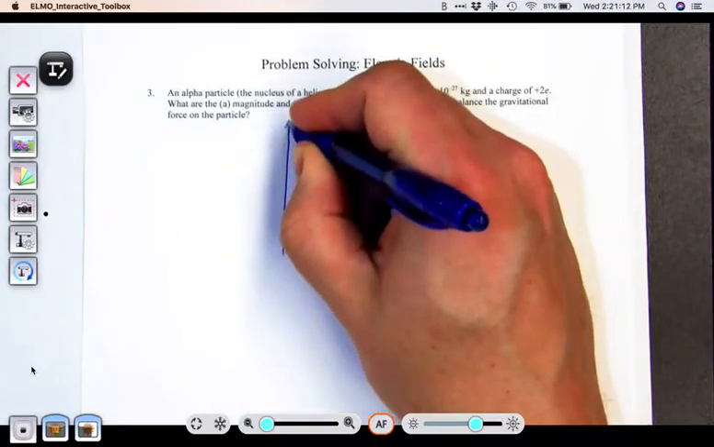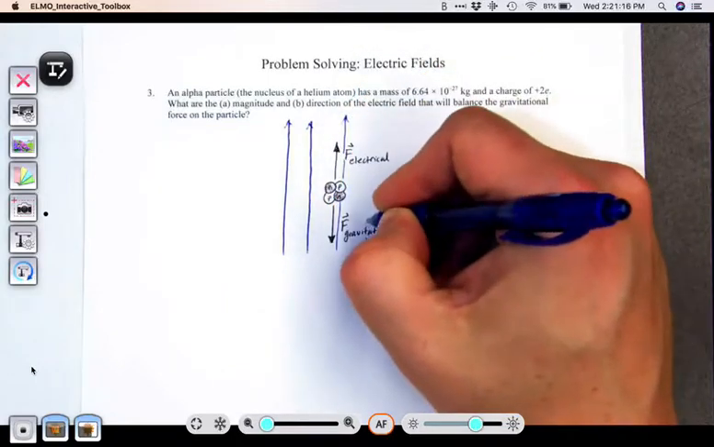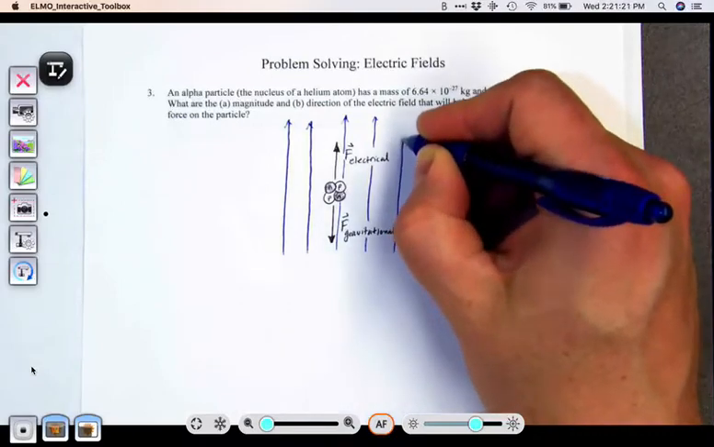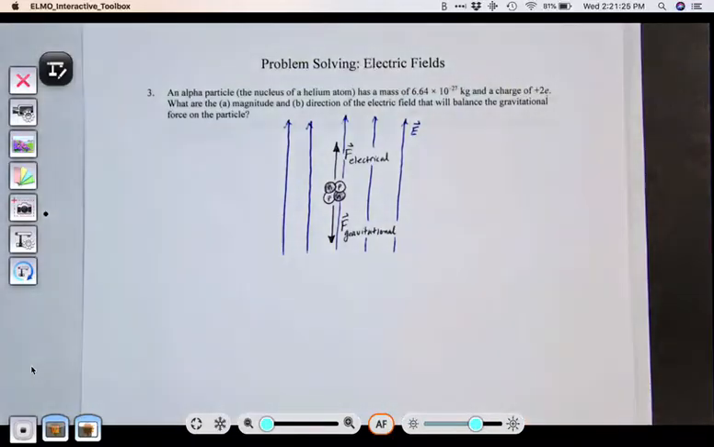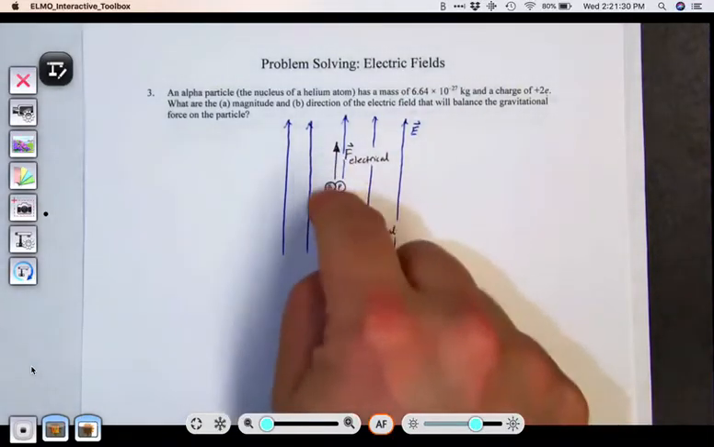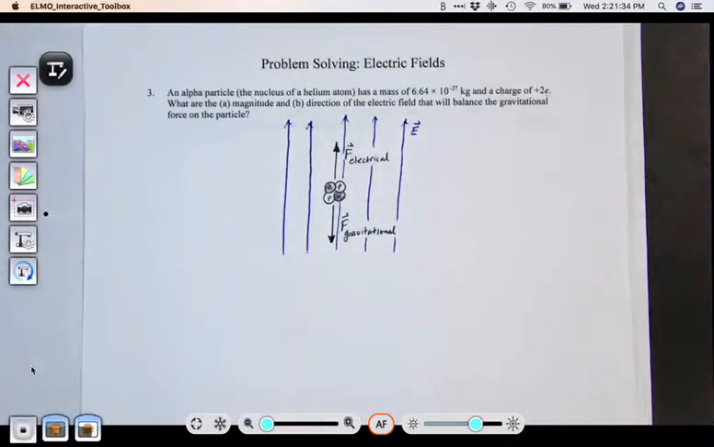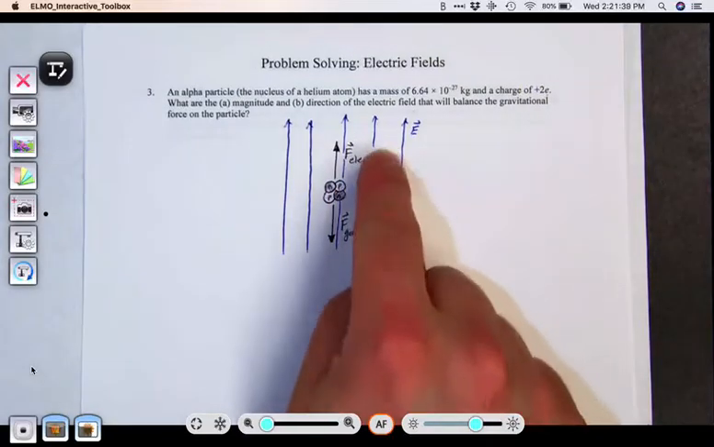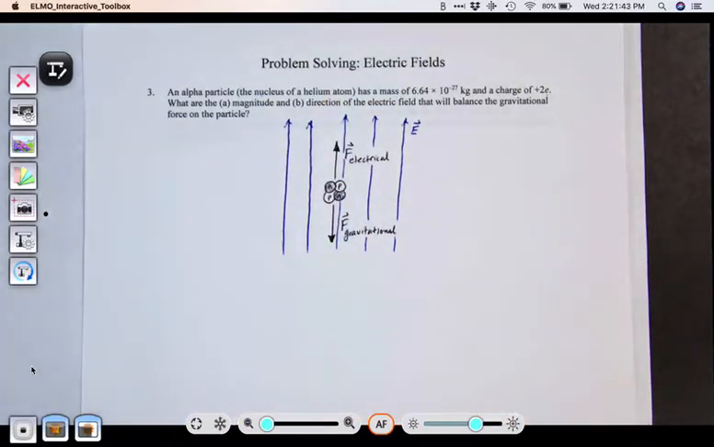So I'm just going to draw a series of field lines to indicate our electric field. Again, not necessarily information we need to solve the problem, but who doesn't like to draw colorful lines when they're doing problem solving? All right, so I have a uniform electric field. It's up. Positive particles get pushed in the direction of electric fields. Negative particles get pushed opposite to the direction. So if this were some negative particle that I was trying to balance the electrical and gravitational forces on, the electric field would need to be in the downward direction.